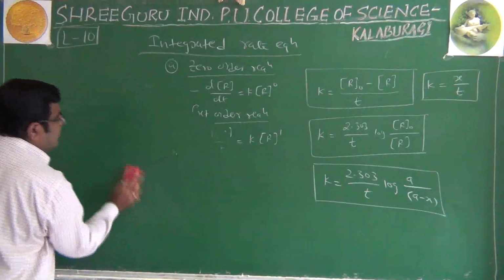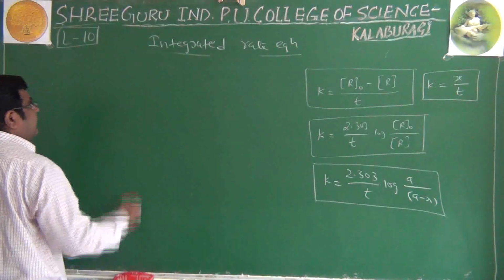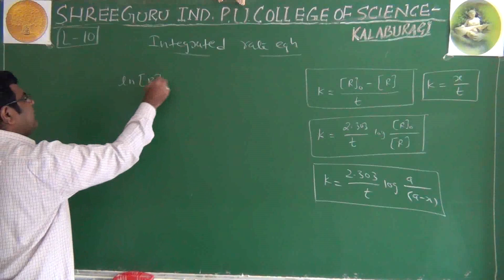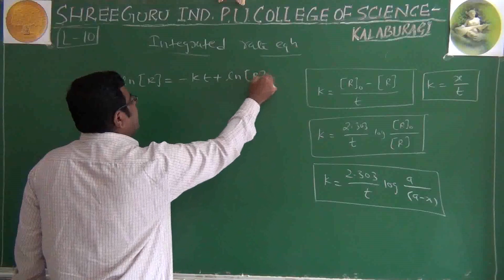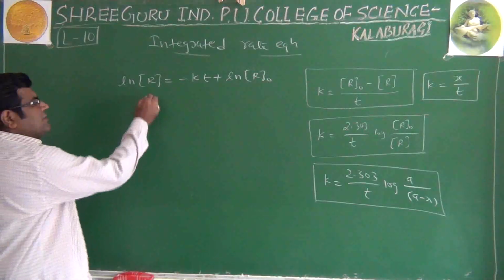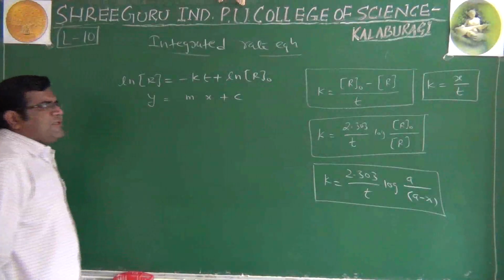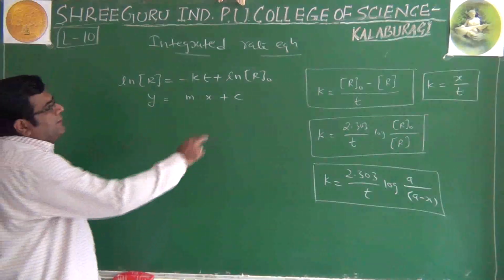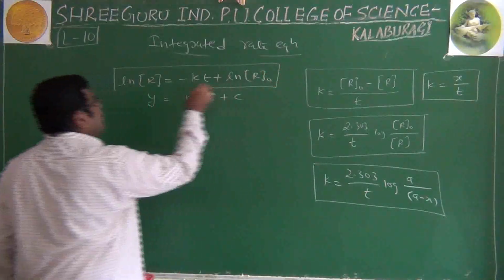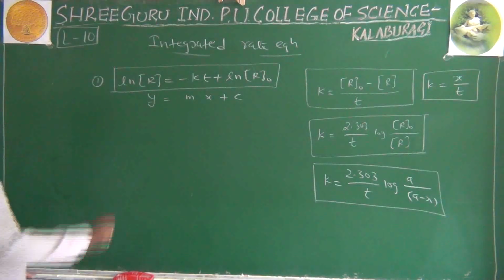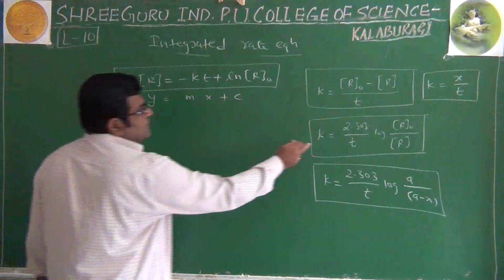The graph which we have completed is between the natural log of the reactant concentration and time. The natural log of reactant concentration equals negative Kt plus the natural log of the initial molar concentration of the reactant. We have considered this as y equals mx plus c. So the slope of this graph is negative k and the intercept equals the natural log of the initial molar concentration. So this graph we have completed. One more graph which we have completed is between... We have used this equation for it.